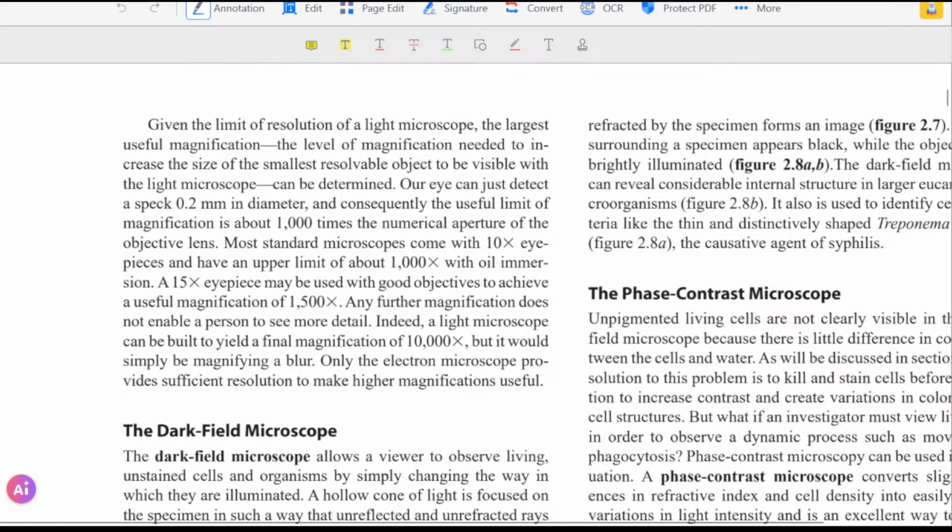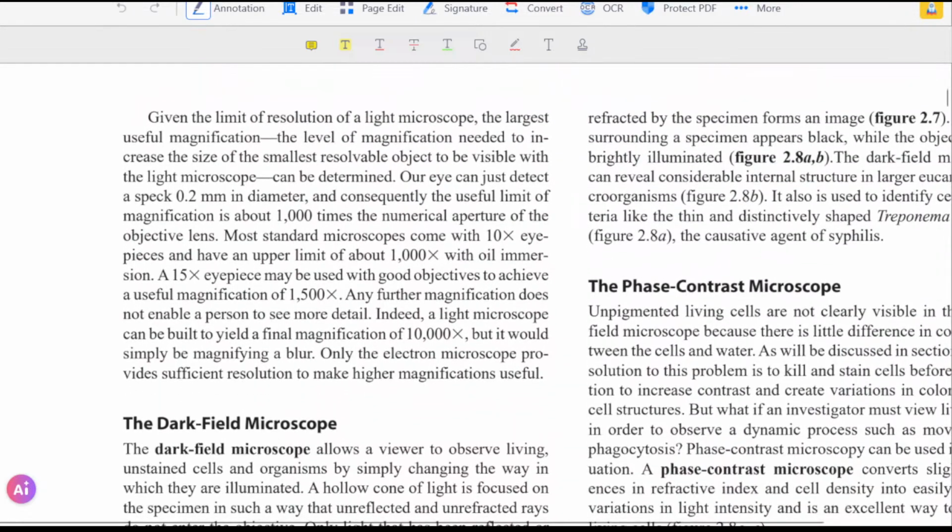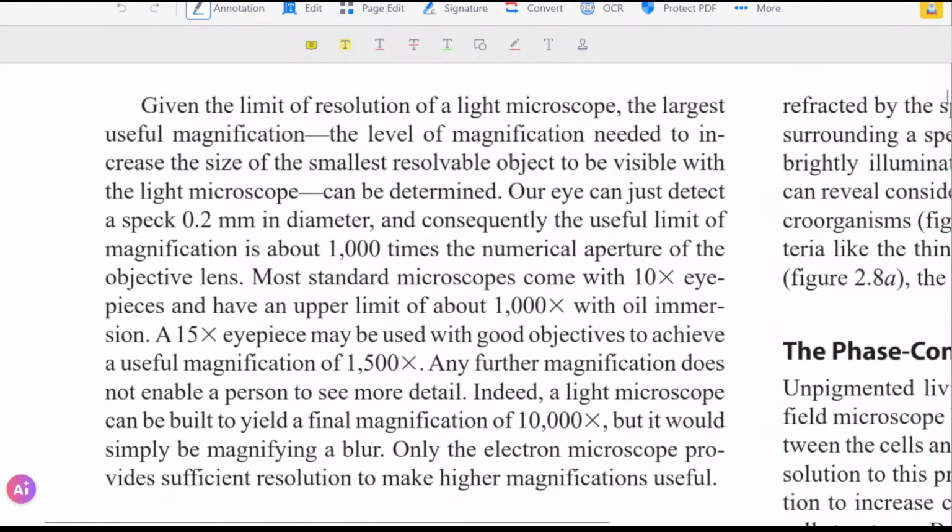Okay, so now what happens? Given the limit of the resolution of the light microscope, the largest useful magnification, the level of magnification needed to increase the size of the smallest resolvable object to be visible with a light microscope, can be determined. Or I can just detect specks of 0.2 millimeter. Alright, so it was 0.2 millimeter. Yeah, I was wondering what the limit was. So I can just detect 0.2 millimeter, while this microscope can go in theory to 0.2 micrometer.